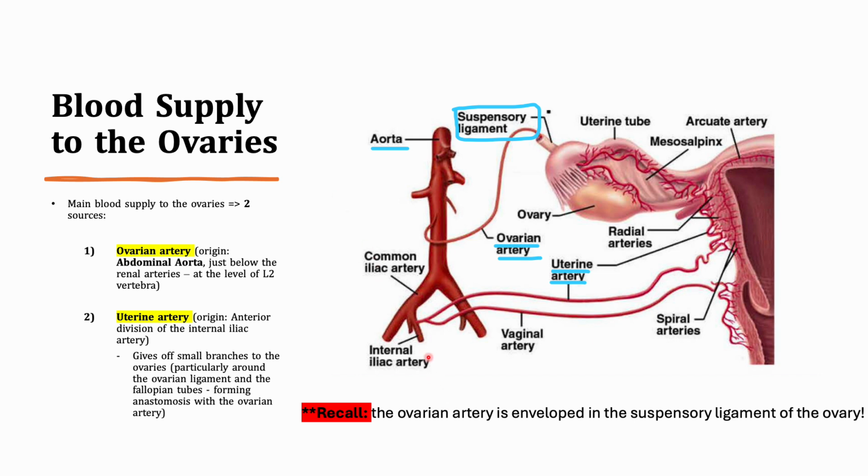And then, as we talked about, the ovaries can also be supplied by the uterine artery, which is from the anterior portion of the internal iliac artery. And it gives off these small branches. So if we follow the uterine artery here, it's going to give off these really, really tiny small branches, particularly around the ovarian ligament and the fallopian tubes. And as we said before, it forms this anastomosis with the ovarian artery.